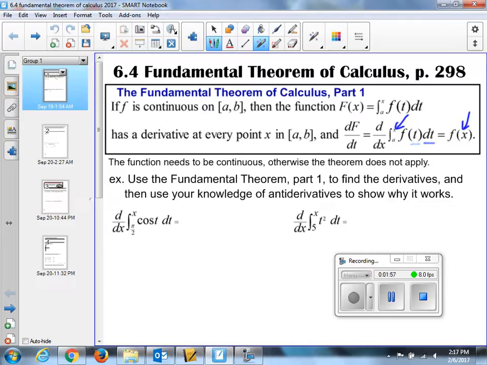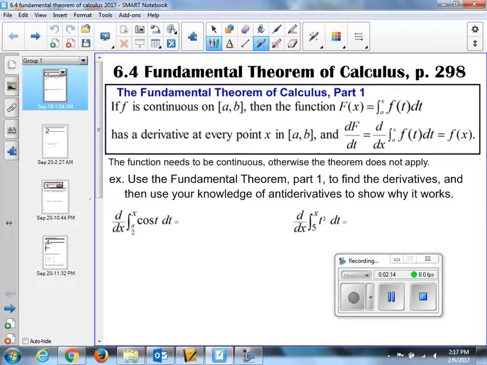Now that's not too, just changing variables. That's not too bad. Now what does this capital F refer to? We've talked about it, and it's the idea of an antiderivative.